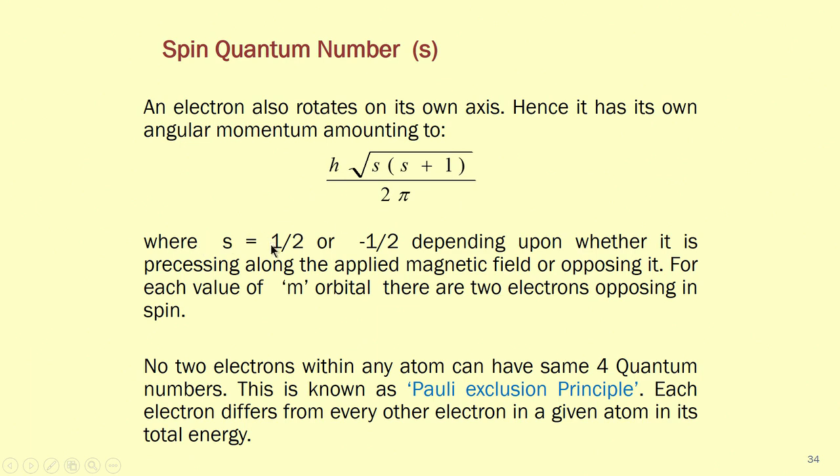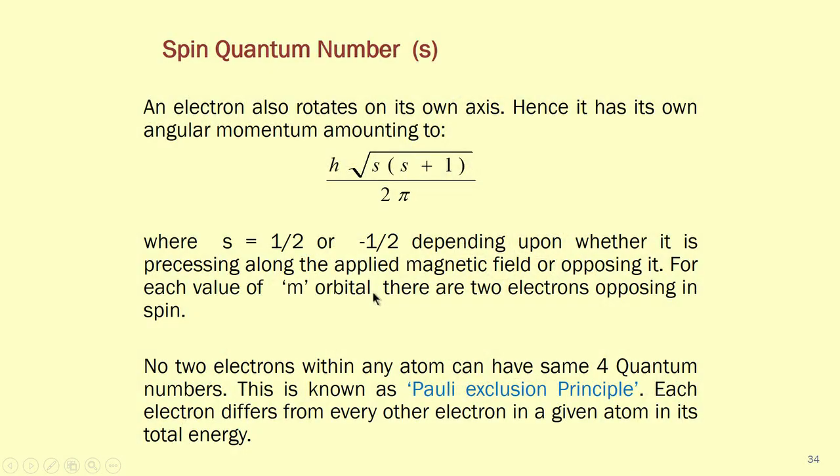So, the value of S is plus half or minus half, depending upon whether it is precessing along the applied magnetic field or opposing the field. So, there are only 2 ways a spinning magnet can align itself. It can either be along the applied field or opposing the field. Both the plus half and minus half assignments are basically arbitrary. So, for each value of m there are 2 electrons, one opposing in the spin only.